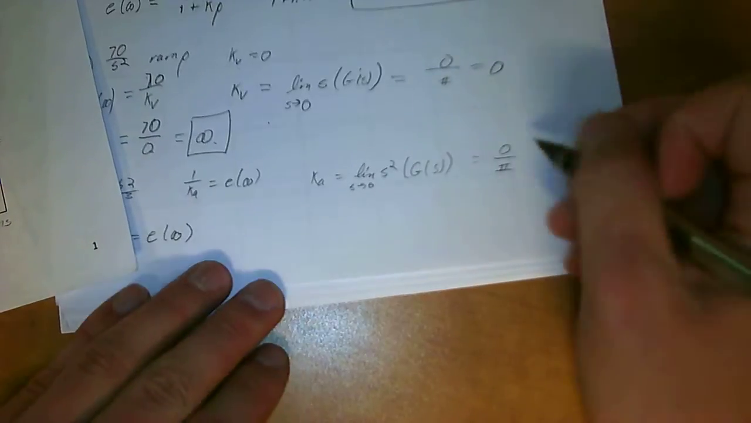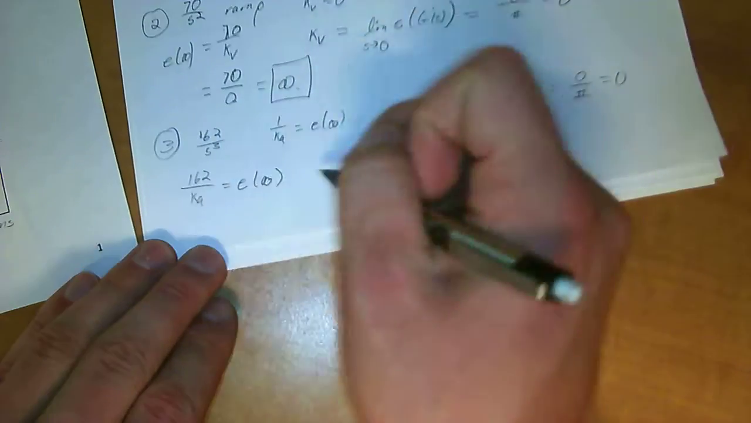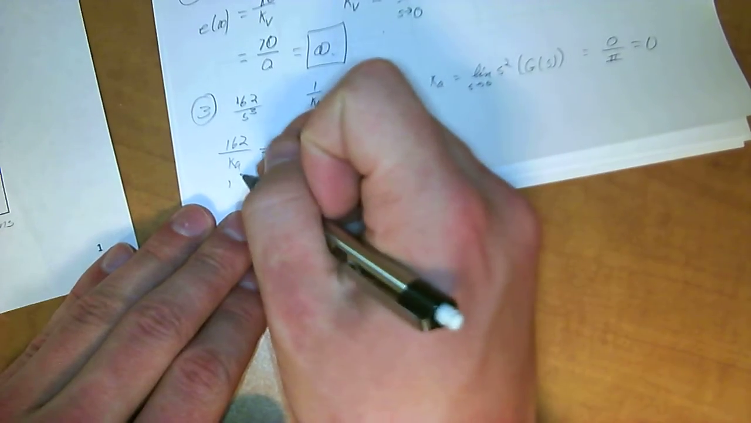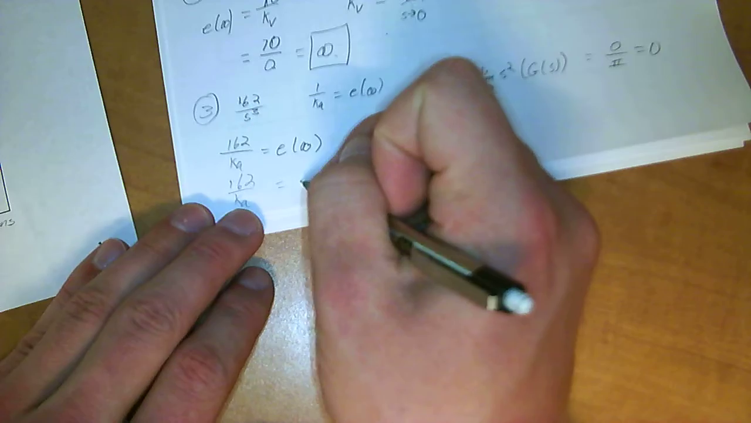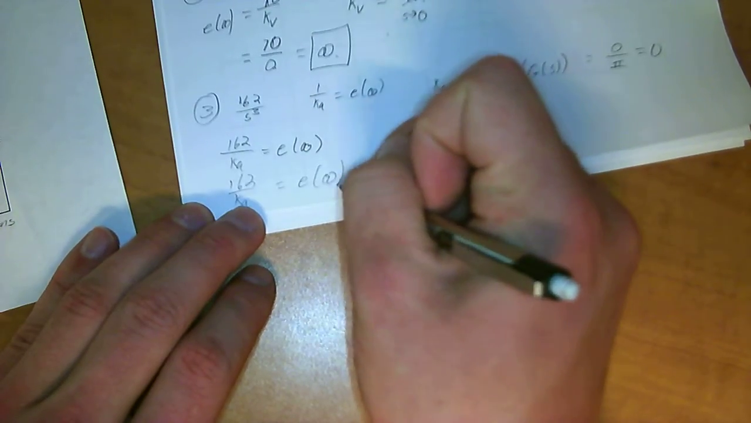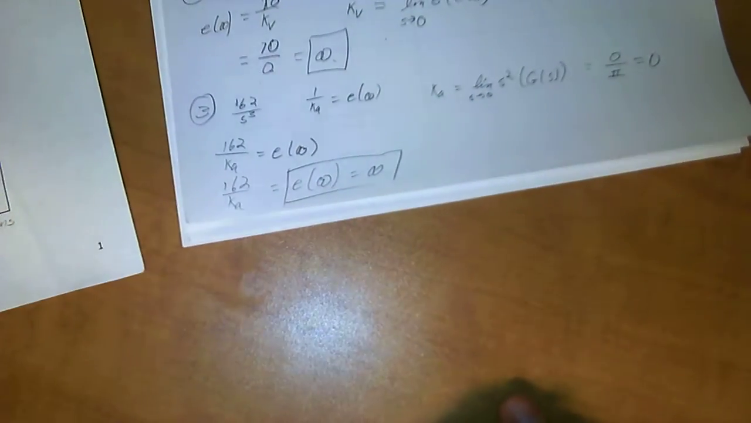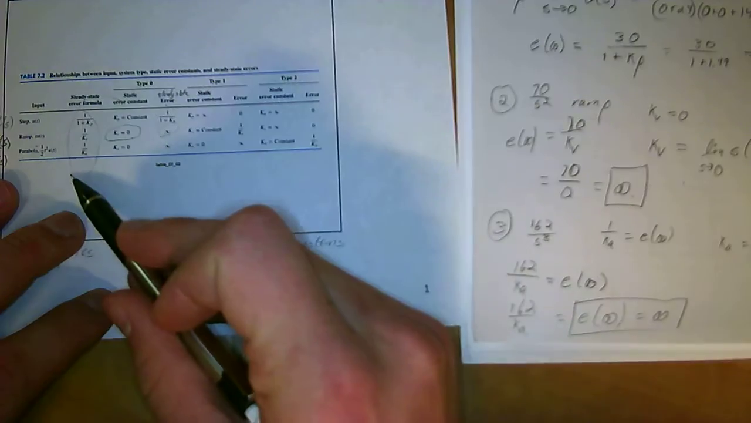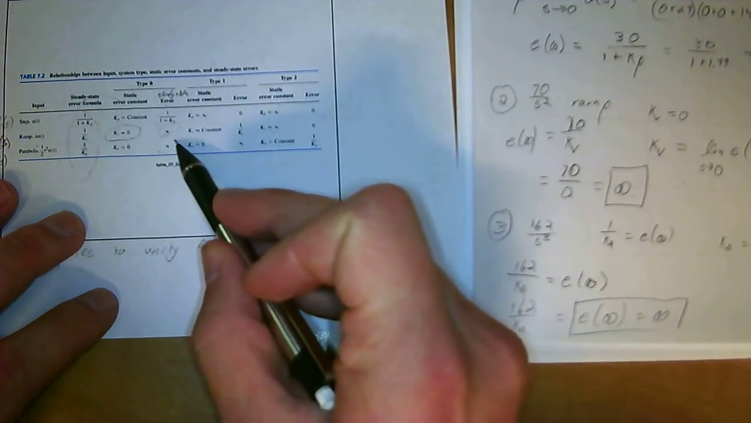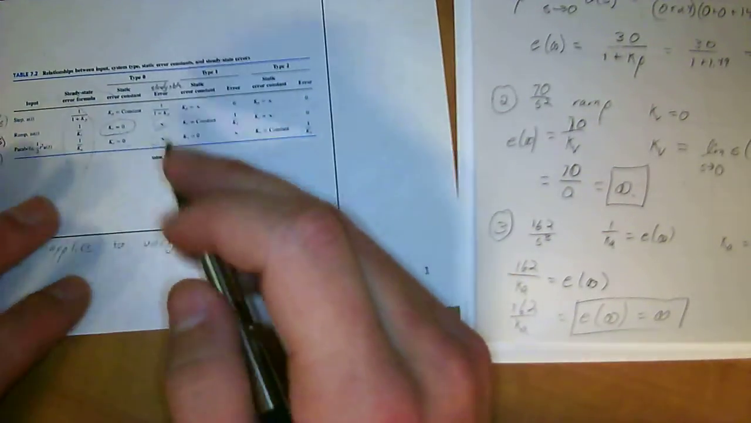So then, Ka is equal to 0, so you go ahead and put Ka back into here, and you end up with 162 over Ka, which is equal to E of infinity equal to infinity again. And again, also, if you had looked at the table over here for type 0 system with a parabolic input, steady state error is infinity. And Ka is equal to 0. So right there in the table, you have the answer to everything you need.